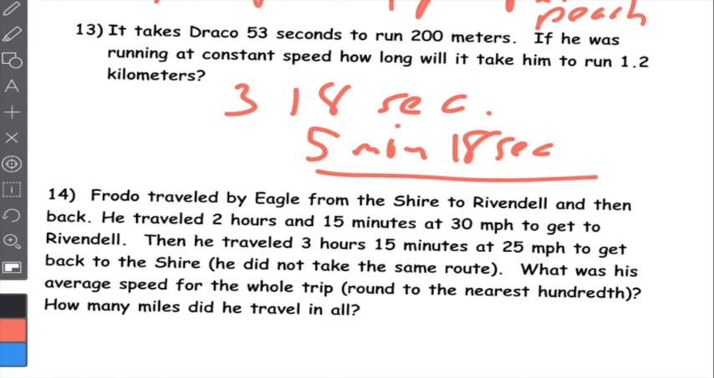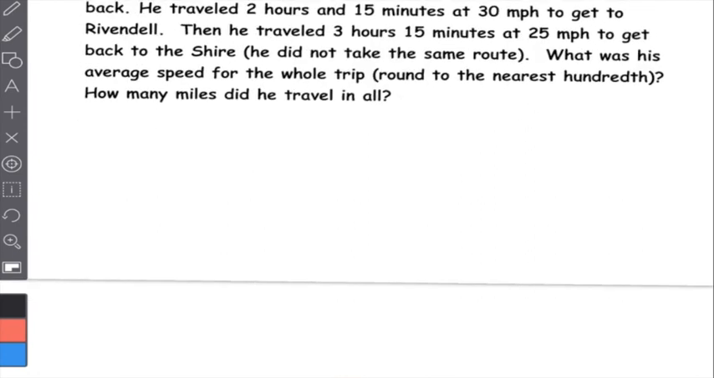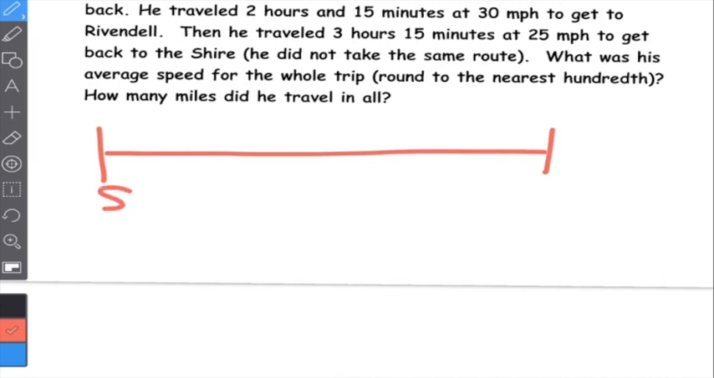Okay, last one. Okay, so this one's a little tricky. It says Frodo, and there's several ways to do this. So I'm just going to go over one way. Frodo traveled by eagle from the Shire to Rivendell and then back. So he went from the Shire to Rivendell and then back. So let's put S and R. All right. He traveled 2 hours and 15 minutes at 30 miles per hour to get to Rivendell.